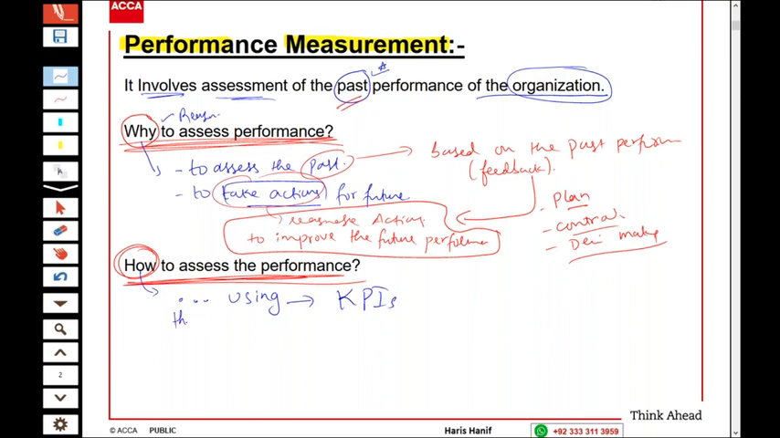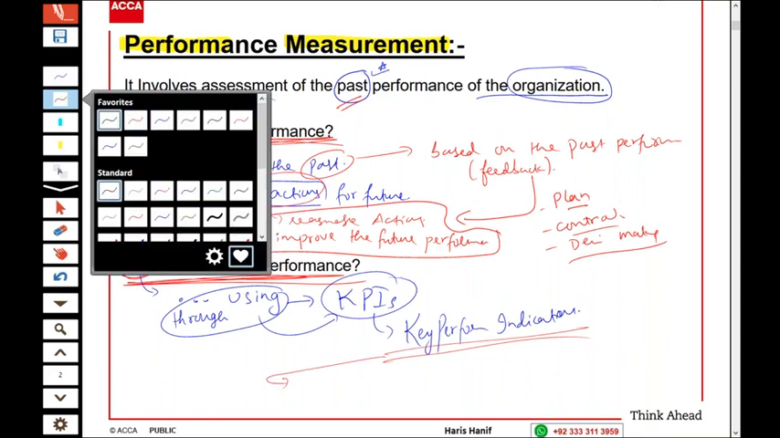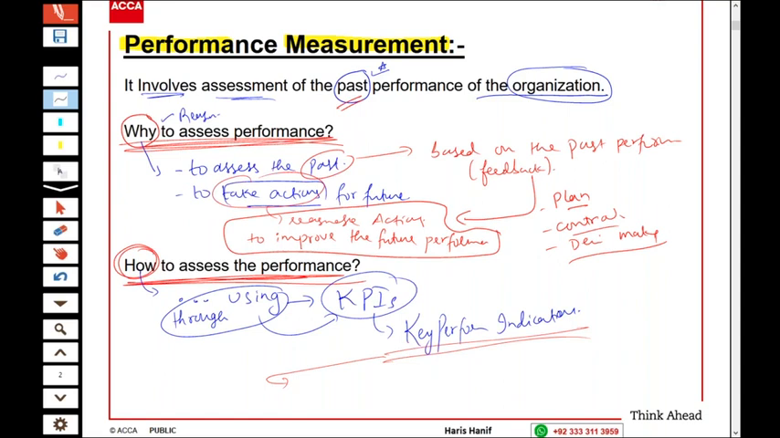Through KPIs. And what is KPI? KPI means key performance indicators. Now, what do you mean exactly by the term key performance indicators? I should write here that anything which you notice, and you will be reaching at a conclusion whether a performance is good or not. Anything which you notice, that is the key performance indicator.